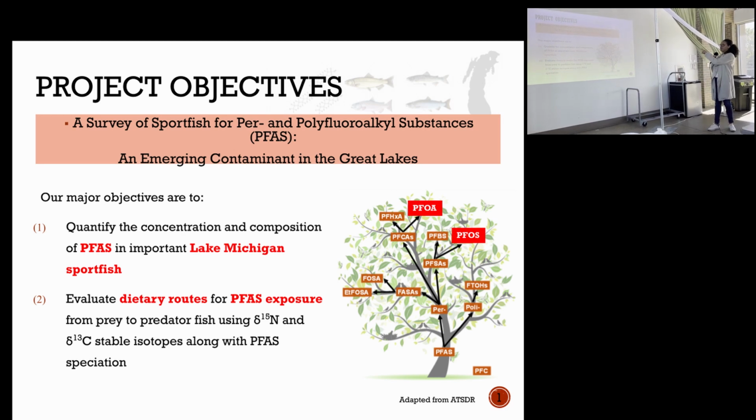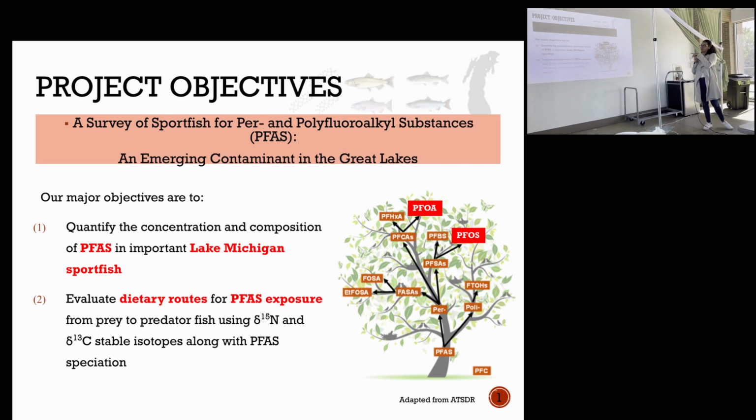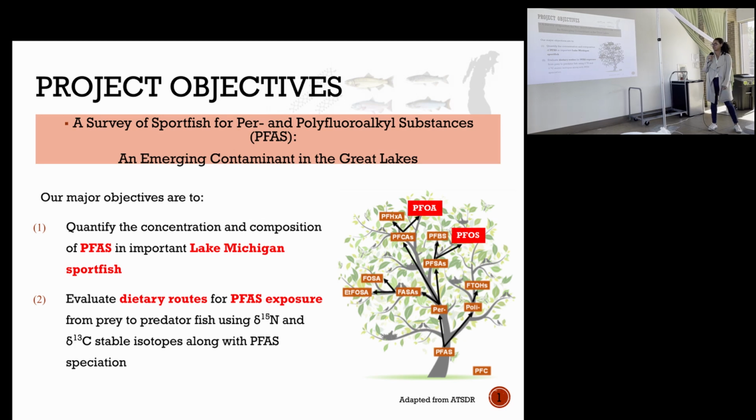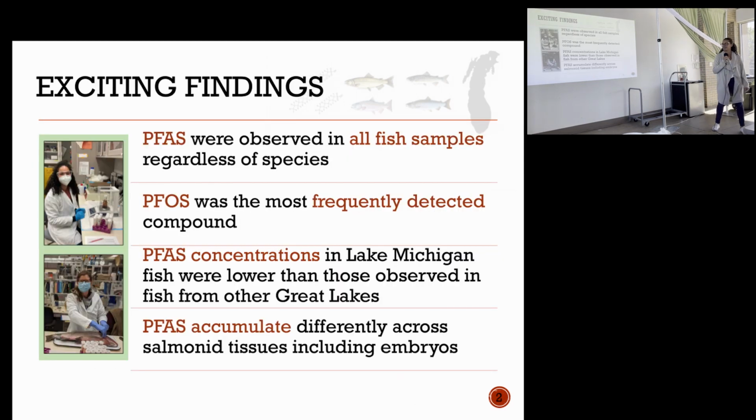I highlighted here PFOA and PFOS because I'll be talking about them a lot in this presentation. They are well known to be toxic for humans and wildlife. So I highlighted here some major objectives for our project: to quantify the concentrations and composition of PFAS in Lake Michigan fish, and also to evaluate the dietary routes for PFAS exposure in prey and predator fish with stable isotopes. You can go to the next one.